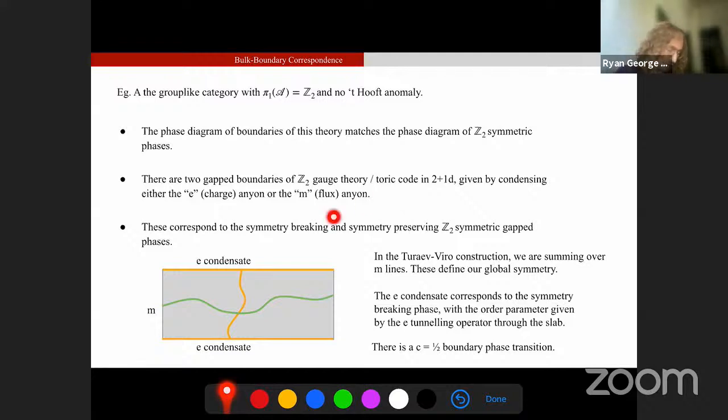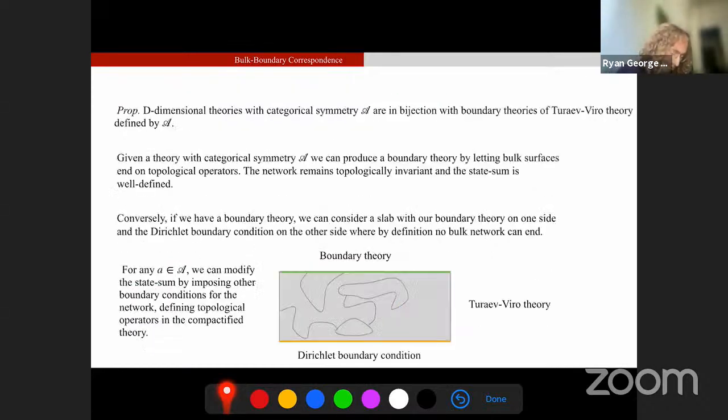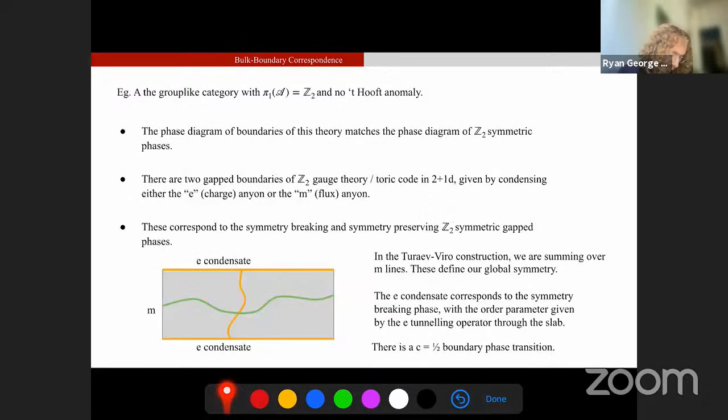Well, in the toric code, there's a duality that exchanges E and M. You'd say, okay, they're on equal footing. But we chose this reference boundary condition, Dirichlet. Oh, maybe here. Yeah, it's an E condensate. So choosing the reference boundary condition to be one condensate or the other, whether you think about Dirichlet as the E condensate, which is what I'm doing here, or you think about it as M, that tells you which one is the symmetric and which one is the symmetry breaking state.